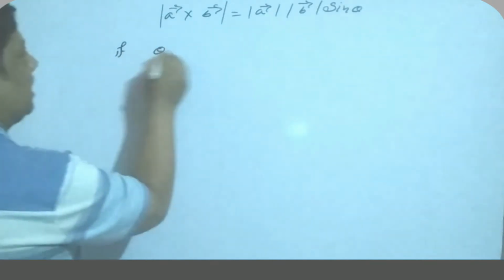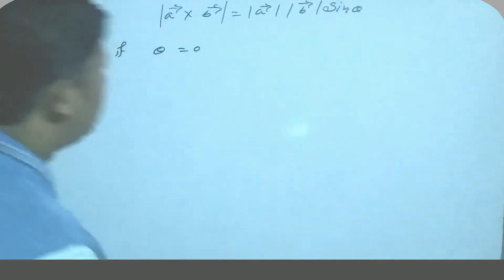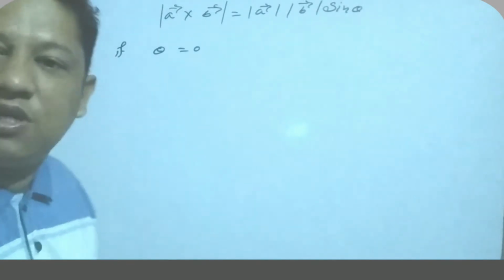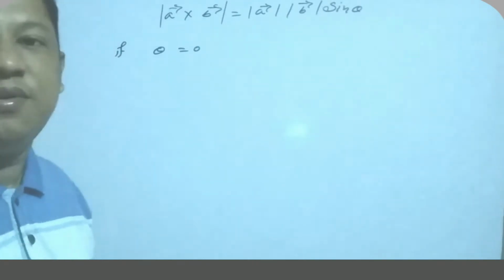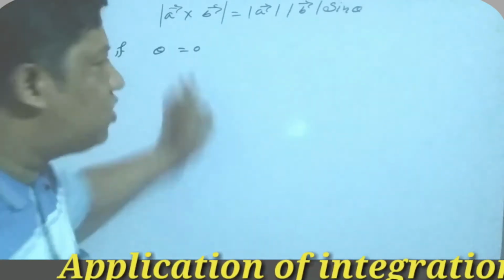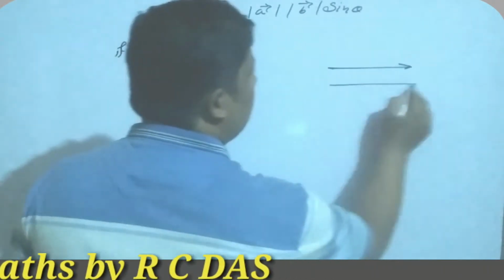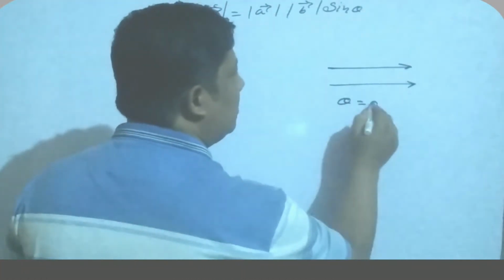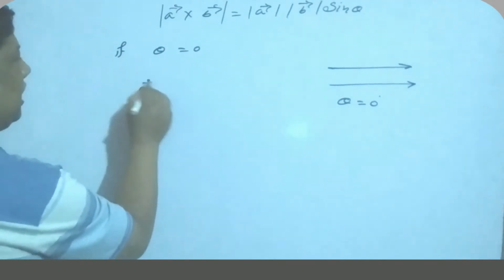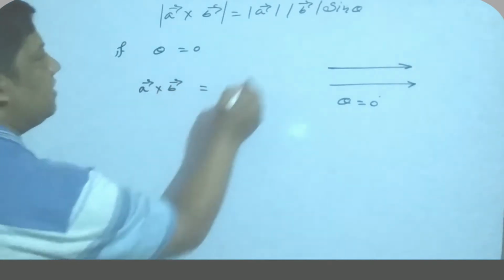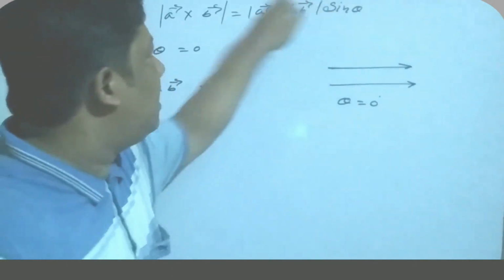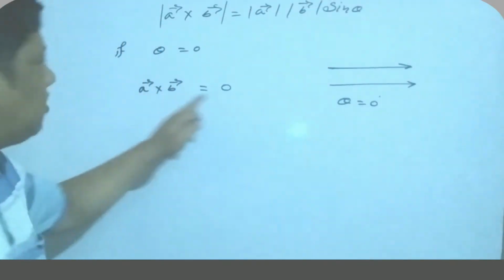if theta equal to 0, then there is no angle between these two lines. In these cases the vectors are parallel, or it is called collinear. Because theta equal to 0 means there is no angle, that means the two vectors are parallel. In these cases you can use the identity A cross B equal to 0. Because when you put theta equal to 0 in this equation, it becomes 0. That means A cross B equal to 0.